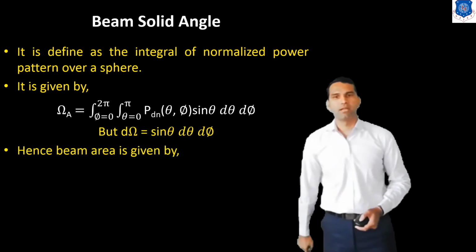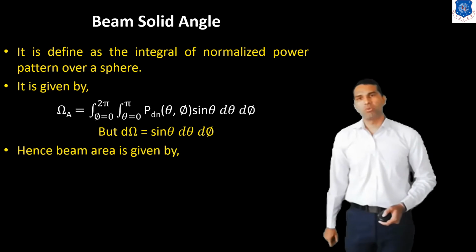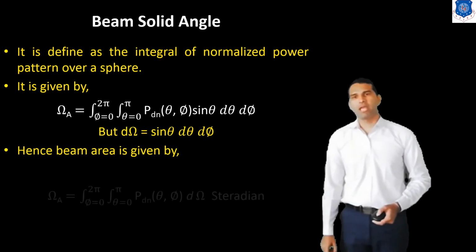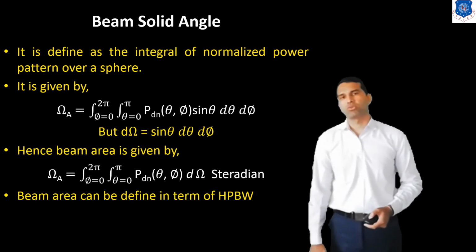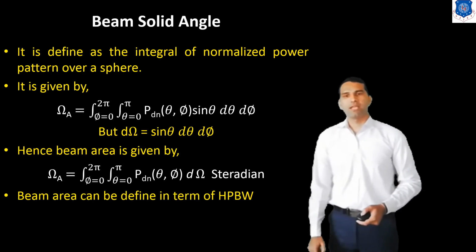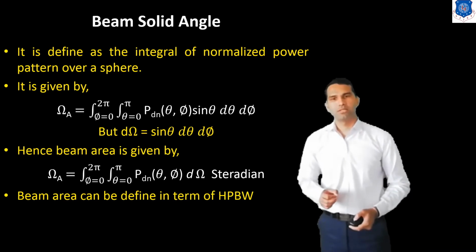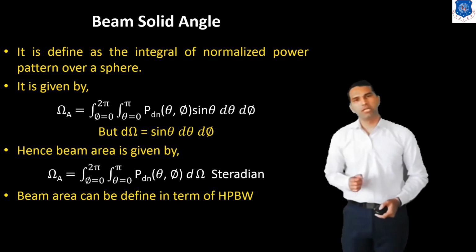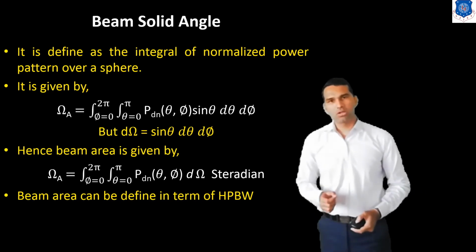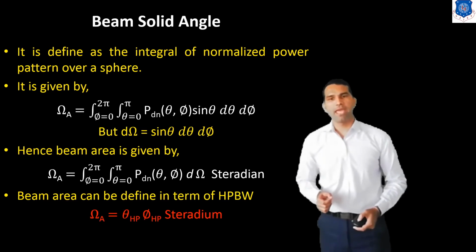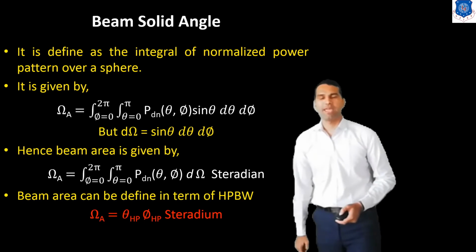But we know that dΩ is nothing but sin θ dθ dφ. So we can write the beam solid angle as Ω_A equals the integral with φ from 0 to 2π and θ from 0 to π of P_dn(θ,φ) dΩ, in terms of steradian. Or we can also write the equation of the beam solid angle in terms of θ_HP and φ_HP.